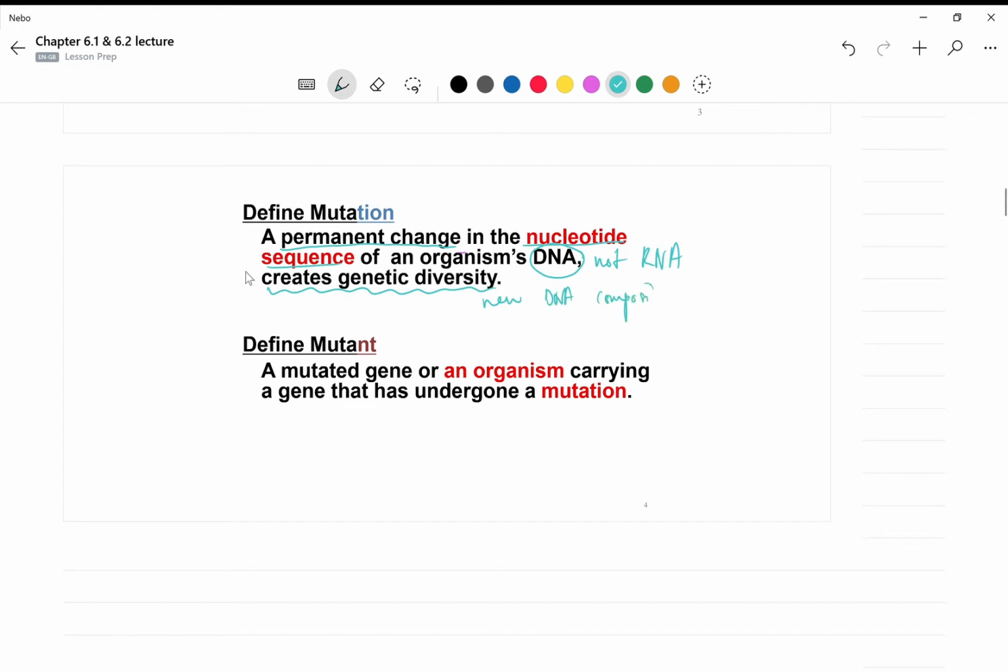So mutation adalah yang kita panggil sebagai event dia. Dia adalah sejenis phenomenon. It is something that happened. So when mutation happen to an organism, organism itu ataupun gene itu kita panggil dia mutant. So mutant is a mutated gene or an organism carrying a gene that has undergone a mutation. So two almost similar terms but very different.